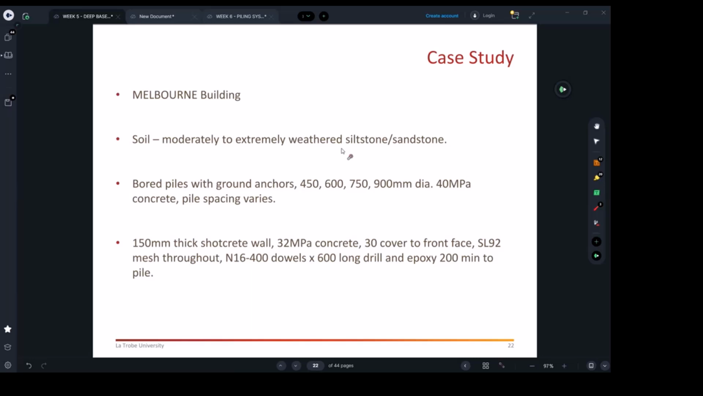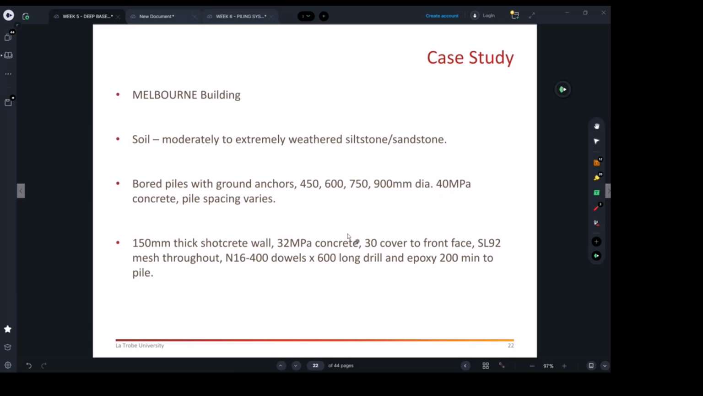The soil was moderate to extremely weathered siltstone and sandstone, so it's kind of in between, midway. I would say most likely they used, as you can see here, where the spacing varies, a soldier pile system, the first one we talked about. The piles had different diameters, depending on the height and the properties, the 6 factors we talked about at the start of the lecture. The size and diameter of the soldier piles depend on those factors.